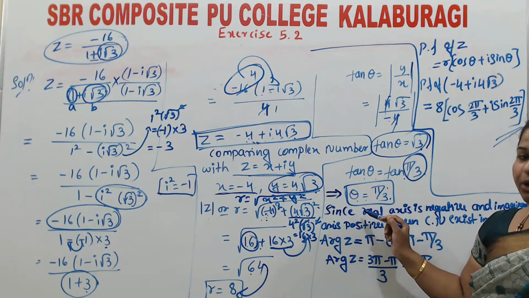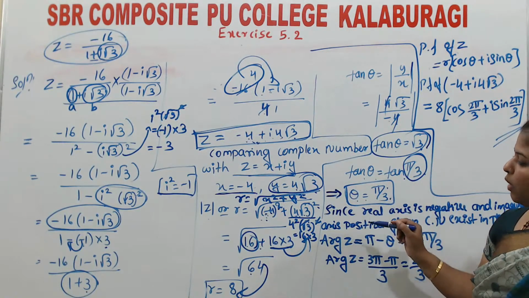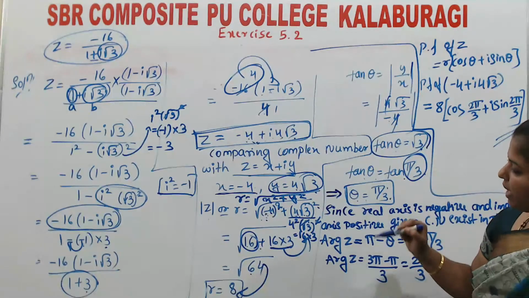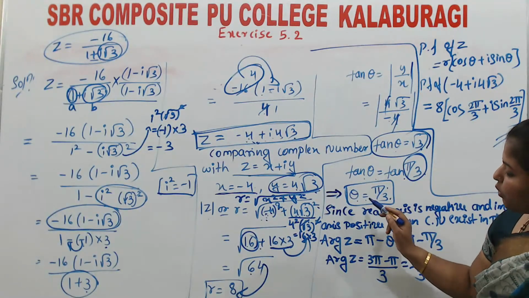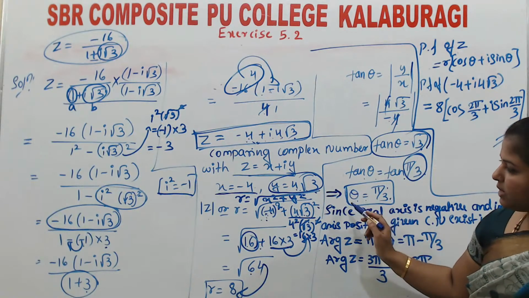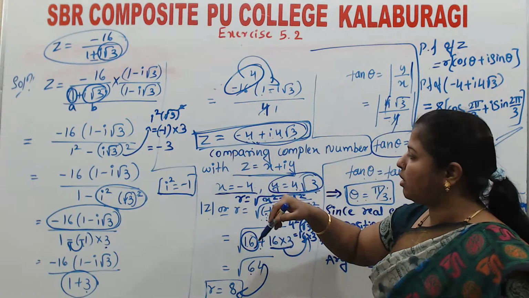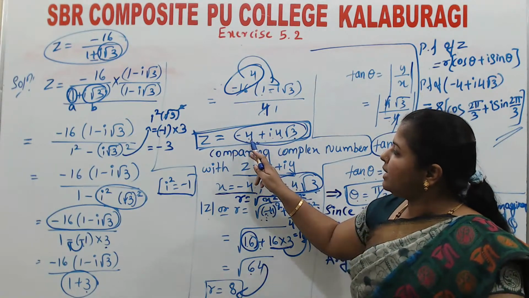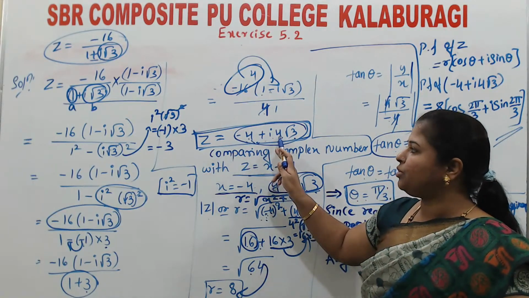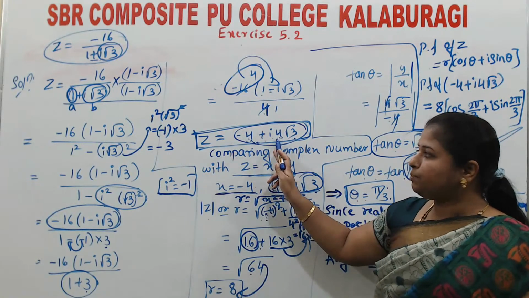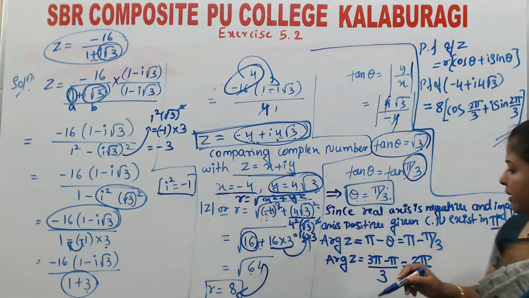After writing theta value, next what we have to do? We have to find argument of z, right? For finding argument of z, we have to check the given complex number exists in which quadrant, right? So here real axis is negative, imaginary axis is positive. Real is negative, imaginary is positive means exists in second quadrant.